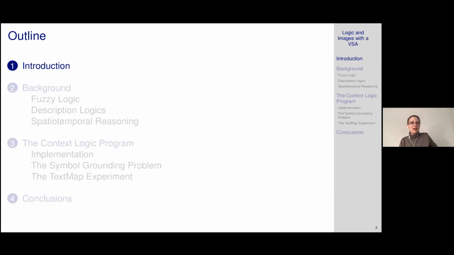Okay, outline of the talk. I will go over some background that is not VSA, as Evgeny told us not to start there, but to explain the things that might not be so well known. And then I will come to the main portion of the context logic program. So I have probably quite a lot of logic in there, but that's the nature of the topic.